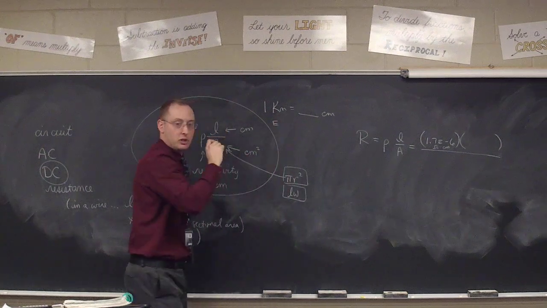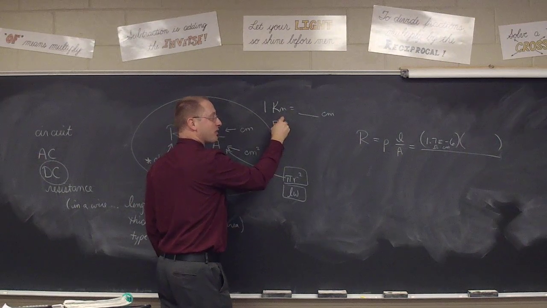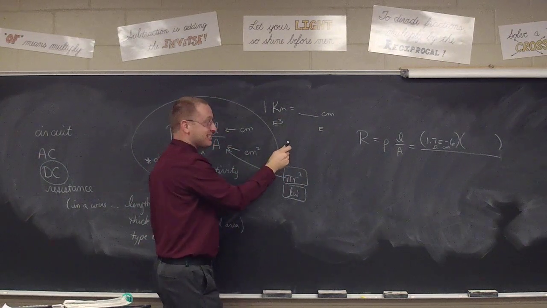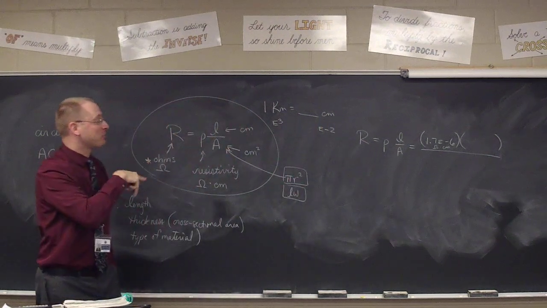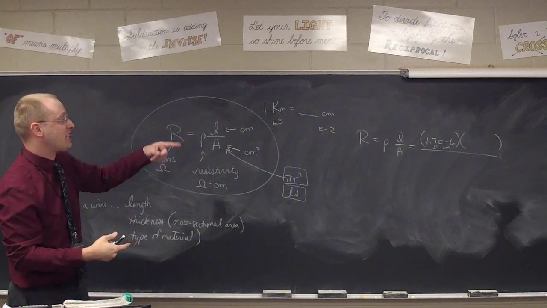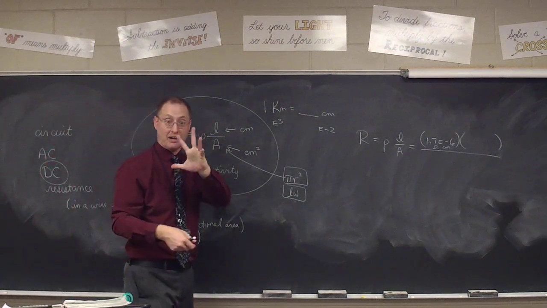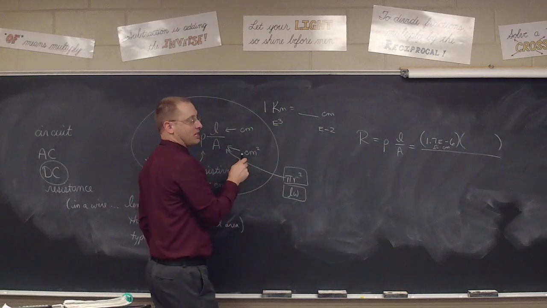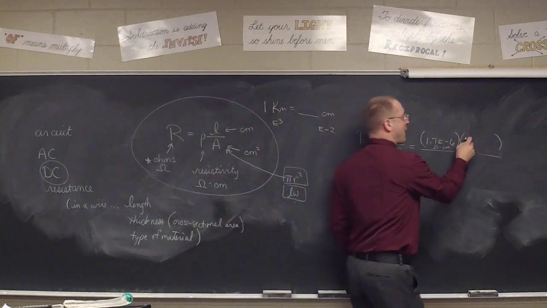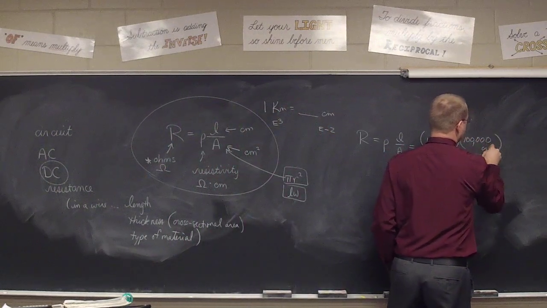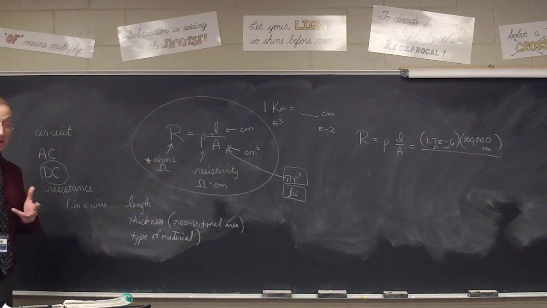Kilo, we haven't done this in a long time. Class, kilo is E? 3. Centi is E? Negative 2. All right, E3 to E negative 2, what's the change in the E value? It goes down 5. Good. Move the decimal to the right 5 places. And what does a 1 become with 5 places moved? 100,000 centimeters long. Okay? So that's a little bit of an annoying thing. So your E values may come back into play here.